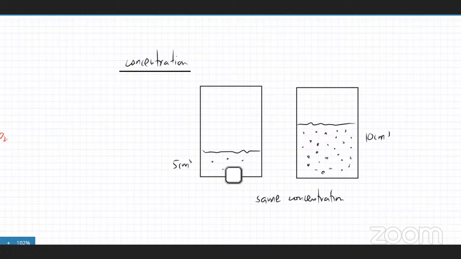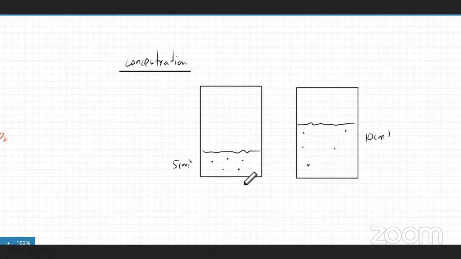Okay. So remember this: the volume is not a factor. It could have been the other way around as well, like this could have been more dilute. This one, because the particles are closer together, can collide with each other more frequently. This one, the particles are further apart, so they're not going to collide that frequently. Just remember, concentration is the number of particles per unit volume.